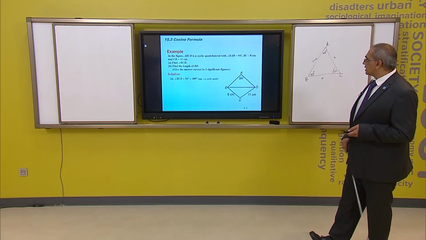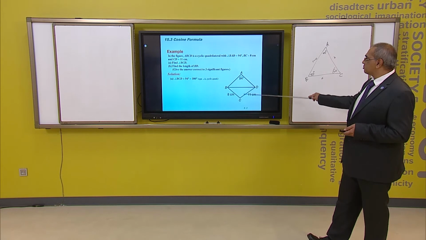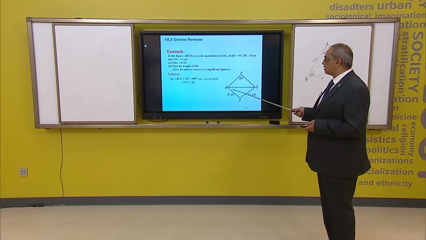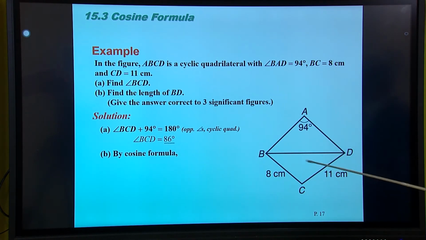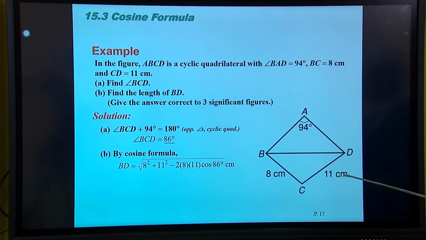So that plus C must be 180 degrees, so very easy to find BCD. Great. Now, if I'm going to look at BD, I have this angle, I have two sides. Included angle and two sides, I can use the cosine formula to find BD. So that squared plus that squared minus 2BC times cos of 86 degrees, and that is BD squared. So the square root of that will give me the length of BD.